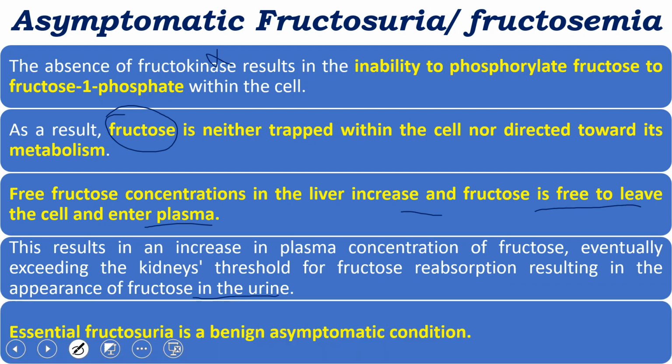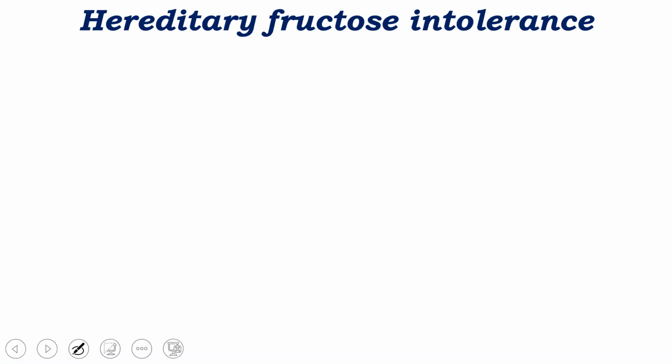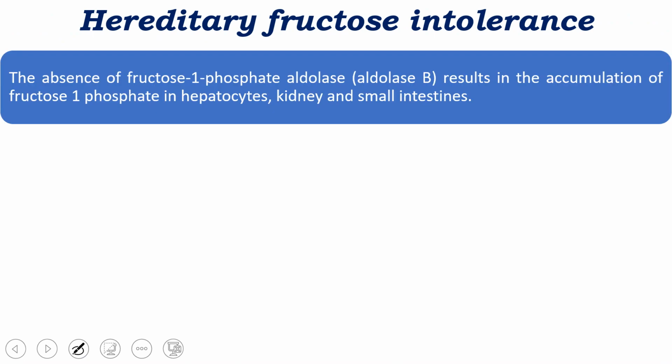In this case, this is asymptomatic. It is not going to have any kind of symptoms. So this is not a very serious condition. This is the major drawback, that is called hereditary fructose intolerance. In this case, we are having defects in the gene for fructose 1-phosphate aldolase, that is called aldolase B. So this enzyme we don't have. So it means we are having an accumulation of fructose 1-phosphate, that is the substrate for this aldolase B.